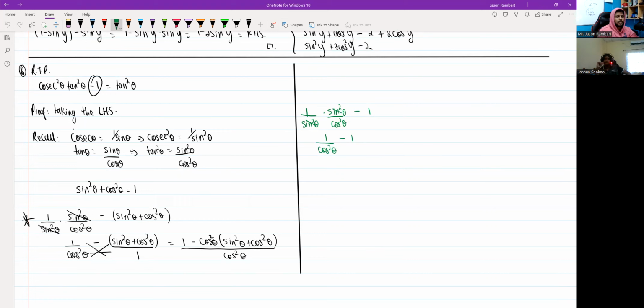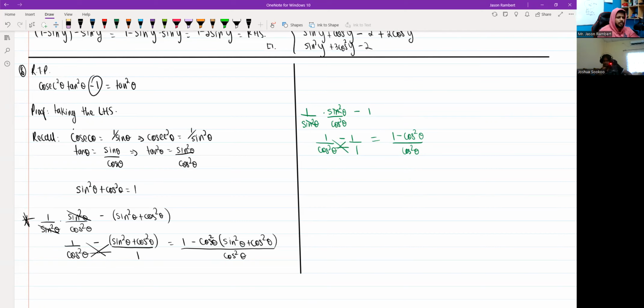Yeah? Now, we can do a couple of things here. I can go old-fashioned, so I get 1 minus cosine squared theta all over cosine squared theta. Yeah? This is sine squared theta. Agreed? I get sine squared theta over cos squared theta.